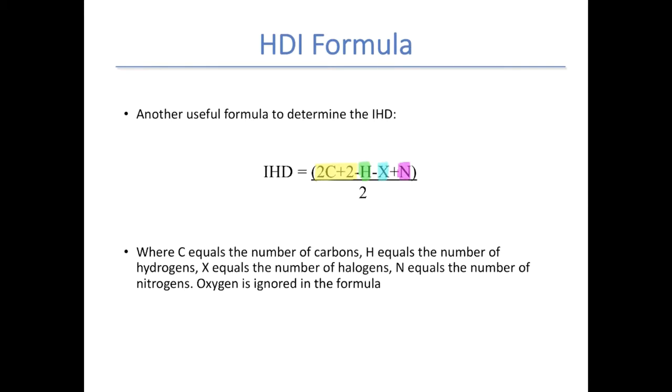In this formula, oxygen gets ignored since oxygen typically forms 2 bonds. So now let's look at this formula and use it for a few examples to familiarize ourselves with how to figure out the HDI for a molecular formula.